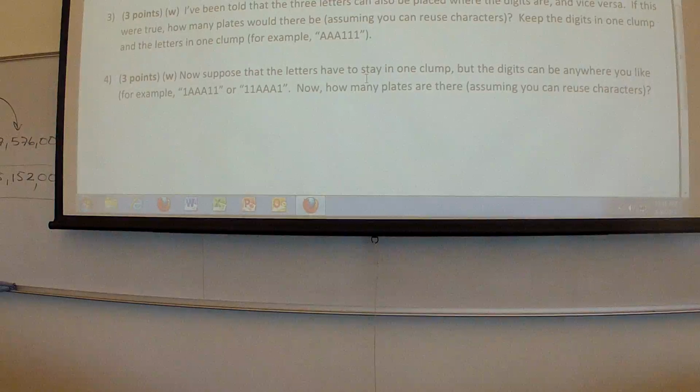All right, so this is a fun problem too. I have no idea if you can do this. I don't think you can. But now, just suppose we're going to take the 1 and 3 even further. We can still reuse characters. That times 4. So all we've got to do is have the clump together. Why is this so difficult?